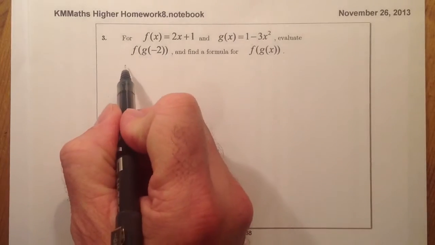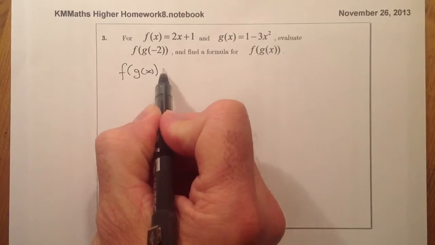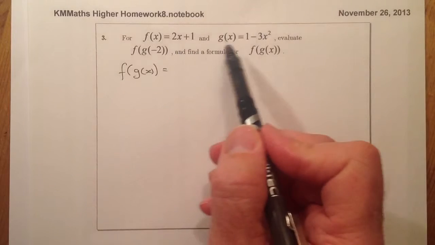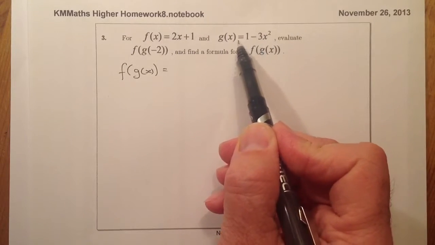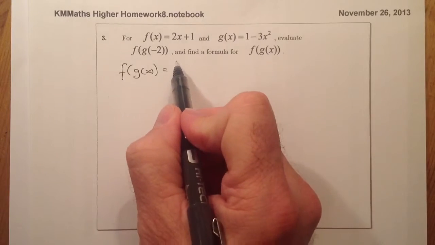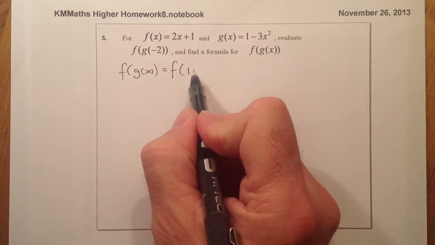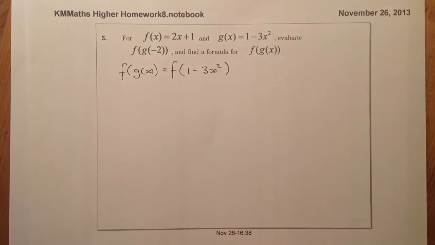Right, so the first thing I'm going to do is just write down what I'm really looking to try and work out. What I'm going to do from here is take the g(x) function, this function here, and put that into a bracket just where I've stated the g(x) function. So I'm going to put 1 - 3x² into there. So that's my first step there.